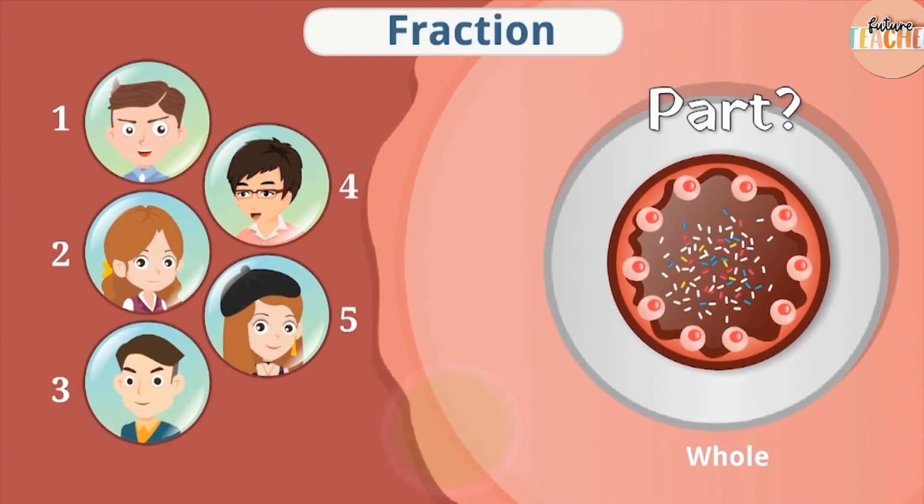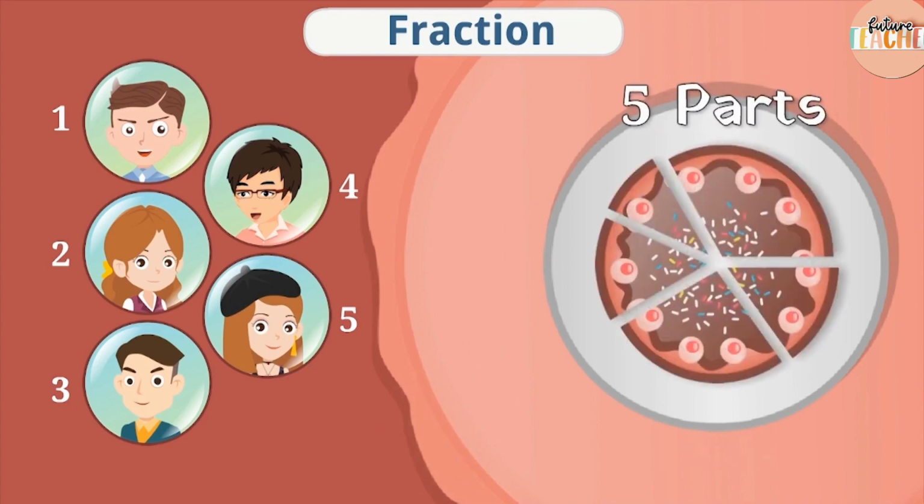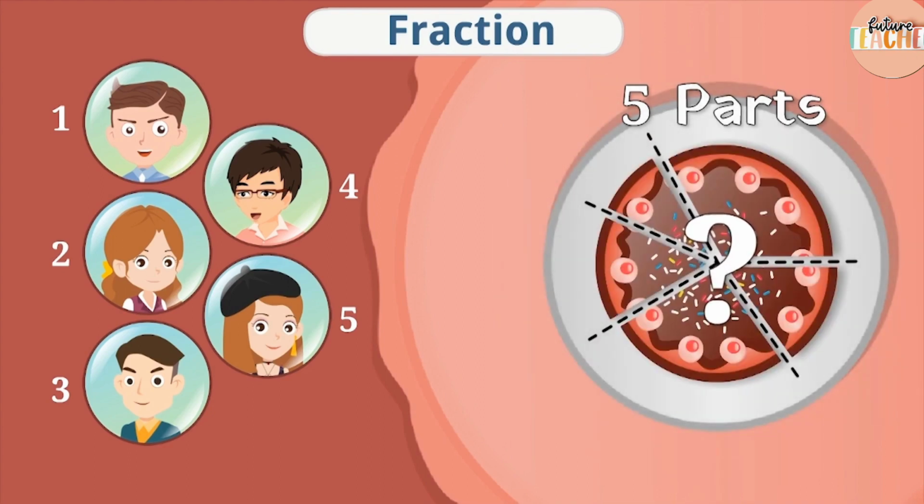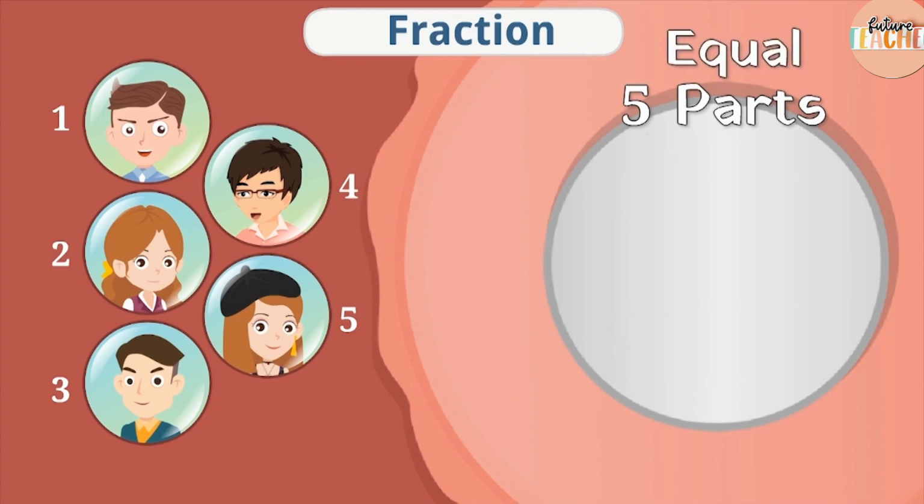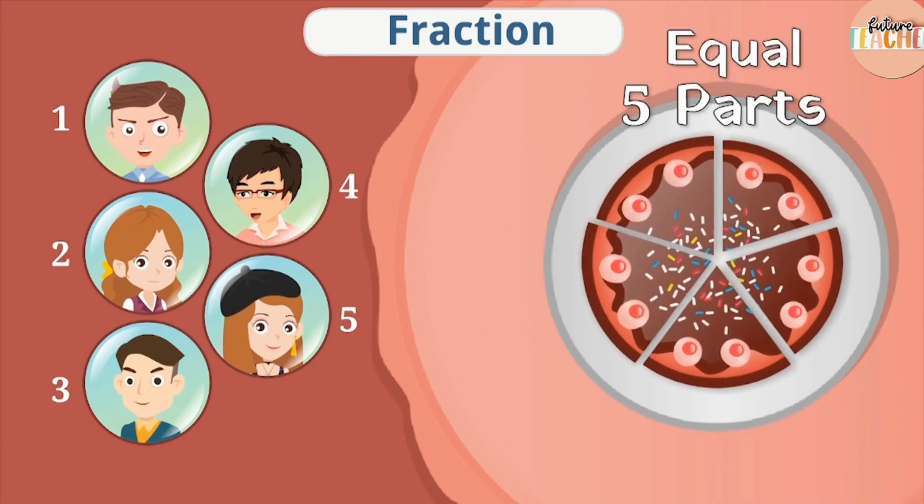Absolutely correct. The cake has to be divided into 5 pieces. This is one way of dividing the cake into 5 pieces. But this is not the correct way. By doing so, all the children will not get equal parts. What can be done to solve this problem? Yes, you're right. All parts of the cake should be equal. Therefore, the whole cake should be divided into 5 equal parts.